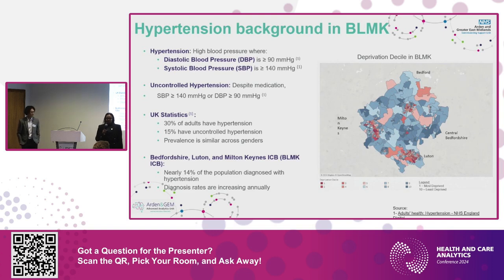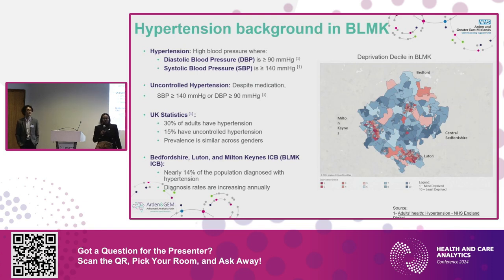Hypertension is where a patient has a high blood pressure, and blood pressure is generally measured with systolic blood pressure and diastolic blood pressure. The patient is diagnosed to have hypertension when their diastolic blood pressure is at or above 90 millimeters of mercury, and or the systolic blood pressure is at or above 140 millimeters of mercury. And when a patient has hypertension, they are considered to have uncontrolled hypertension when their blood pressure remains at hypertension level whilst they are taking blood pressure medications.